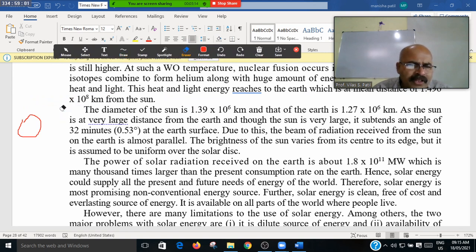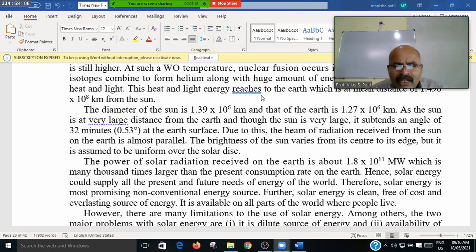Again, due to that, what will occur? Due to this, the beam of radiation received from the sun on the earth is almost parallel. They will be almost parallel.